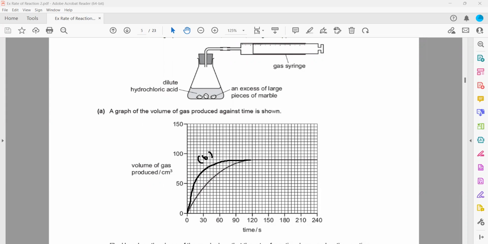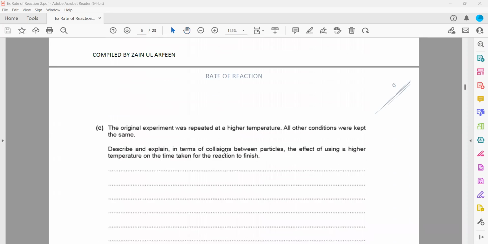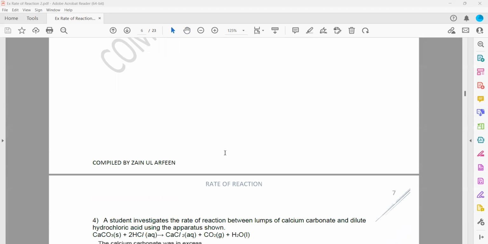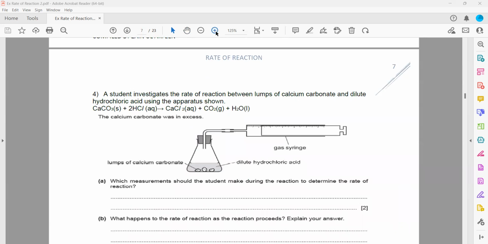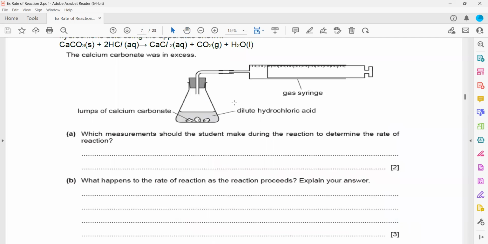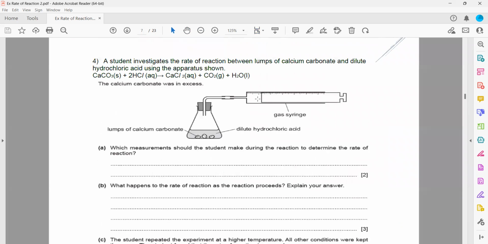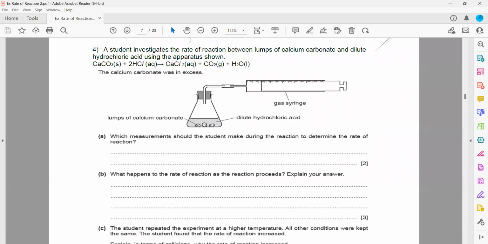Then page 7, 6B. It's page 7, part B. What happened to the rate of a reaction as the reaction proceeds? This is a very common question. Unless there is a change in temperature, the rate does not increase. Otherwise, the rate of the reaction always decreases.